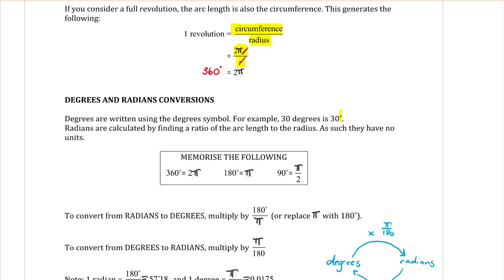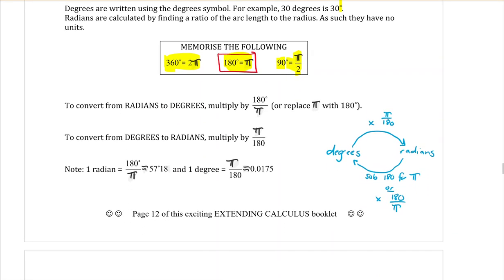We've already talked about the first one. 360 degrees is equal to 2 pi radians. If we halve both sides, that means 180 degrees is equal to pi radians. And that one is the one that we base most of our conversions on. And finally, if we halve that again, 90 degrees is going to be equal to, halving the right-hand side, pi over 2 radians.